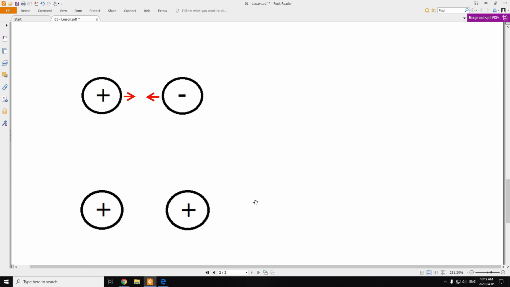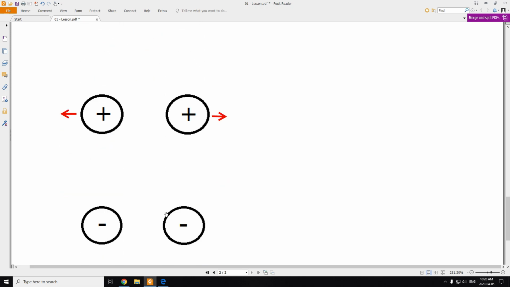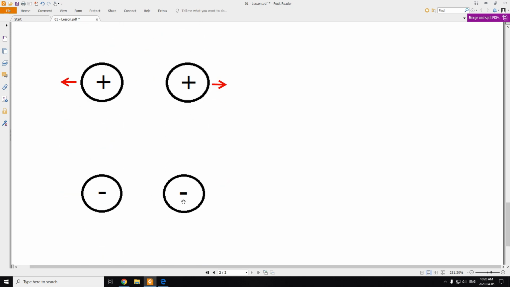Next example. You have two objects. They're both positive. You put them near each other and release them. In this case, they would push each other away. So like charges repel. Here I have two negative objects. I put them near each other. They are like objects, so they will repel. They'll push each other away.